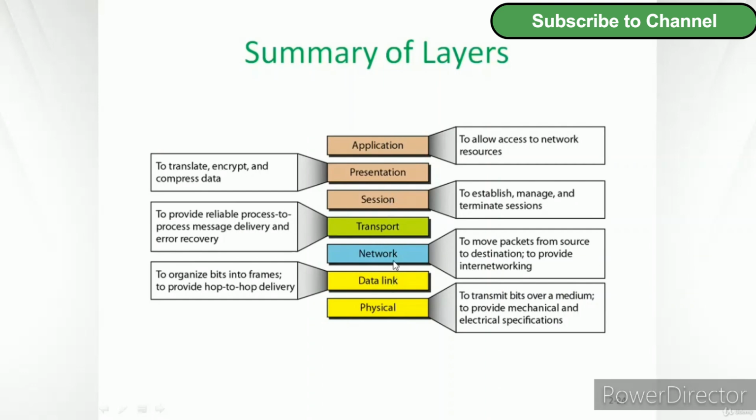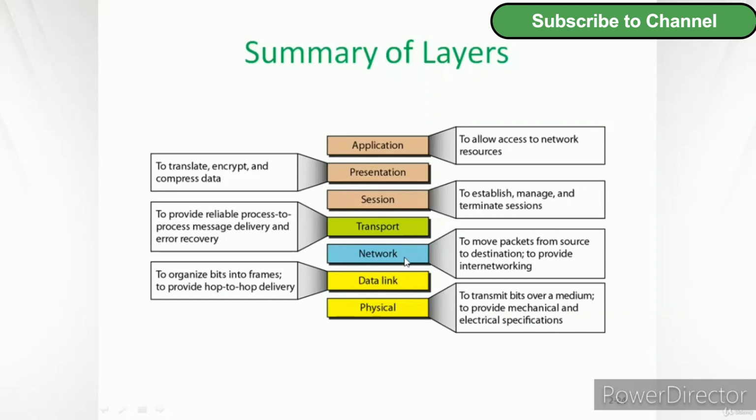Here a summary of each layer is given. You can see this is the physical layer. At the physical layer, the duties are to transmit the bits over the medium and to provide the mechanical and electrical specification. Next one is the data link layer. Here it organizes bits into frames, meaning the data is converted into frames, and provides hop to hop delivery. As we have seen, hop to hop means nothing but node to node.